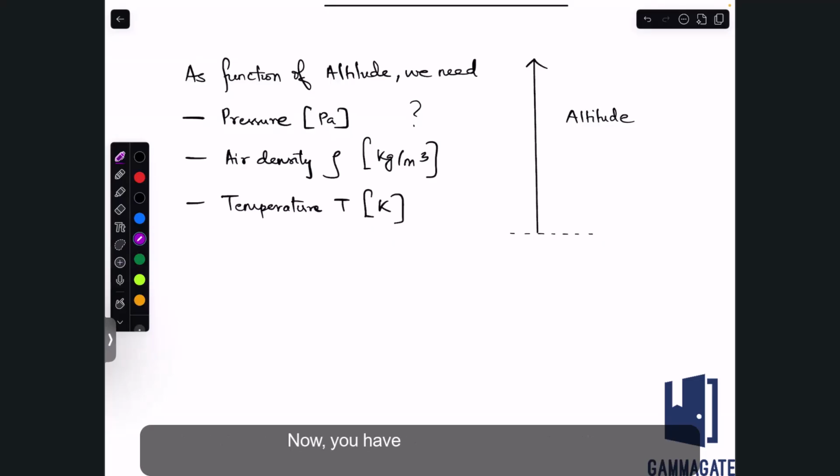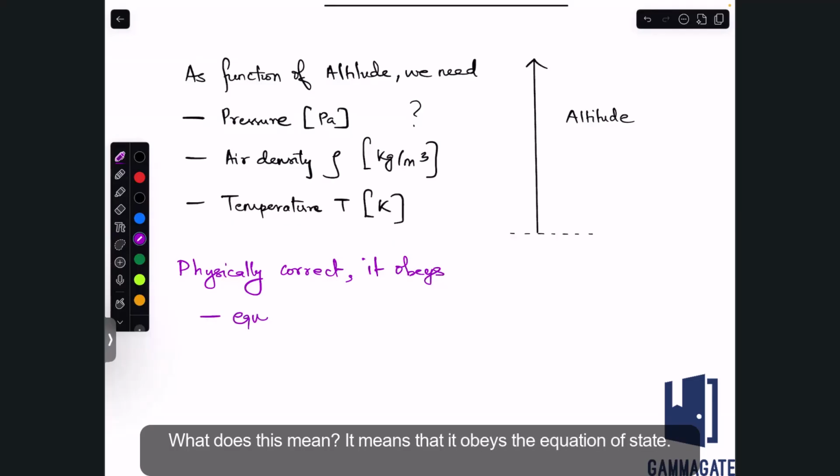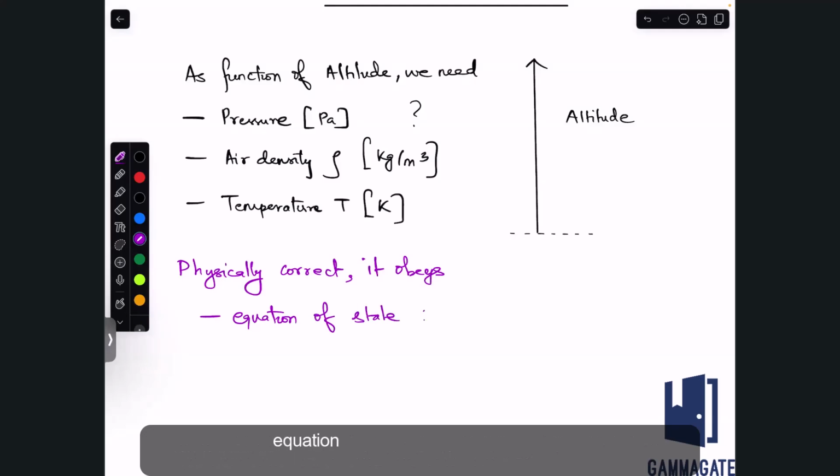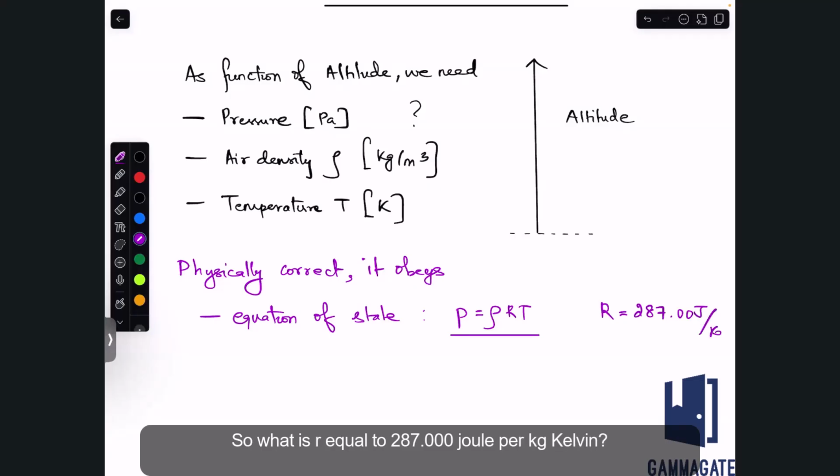Now, what you have to remember is that this standard atmosphere is physically correct. What does this mean? It means that it obeys the equation of state. What is the equation of state? The equation of state is P is equal to rho RT. So a standard atmosphere will obey this equation of state. What is R equal to? 287.00 joule per kg Kelvin.